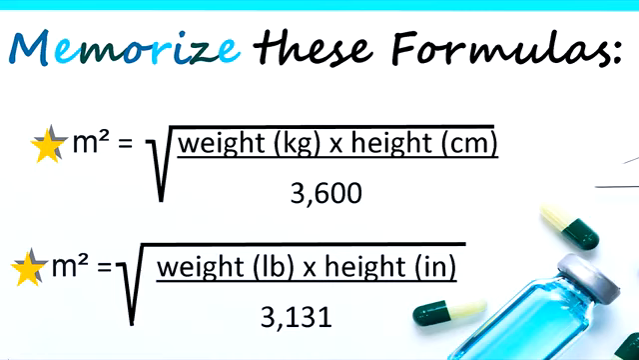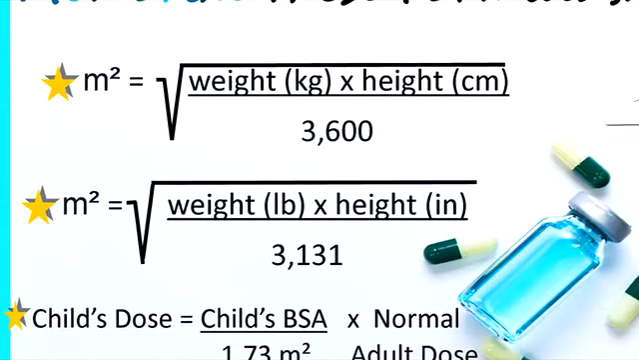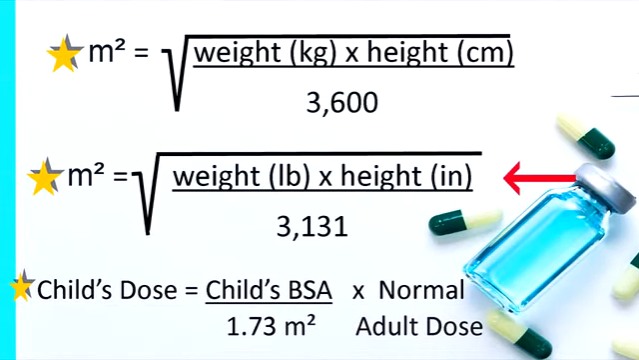Now, if the scenario was giving you the household system where the patient's weight is in pounds and the height is in inches, you would use the second formula, which again is square meter, which is body surface area, equals weight in pounds times the height in inches divided by 3,131. So don't let those values get you mixed up. Memorize which one goes with each. So you would figure that out and then find its square root.